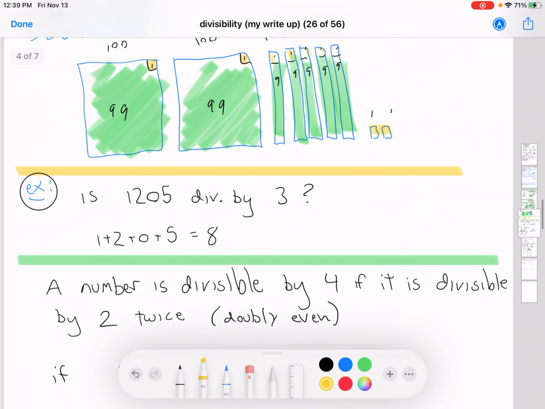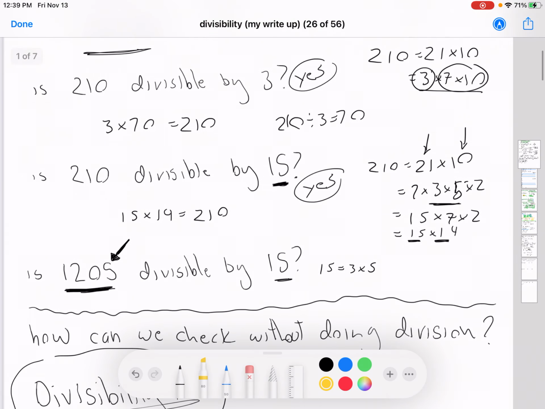So let's try this. Is 1,205 divisible by 3? Well, we add 1 plus 2 plus 0 plus 5, and we get 8. And is 8 divisible by 3? And the answer is no. So if I went back to the original problem, which was, is 1,205 divisible by 15? Well, it's divisible by 5, because this ends in a 5, but it is not divisible by 3. And that's what we just saw, so no.